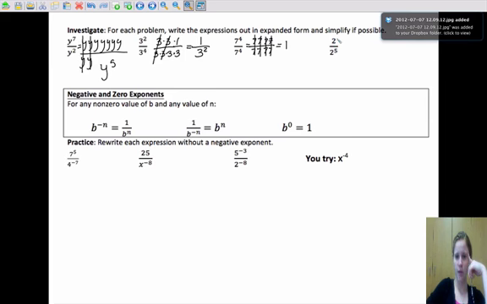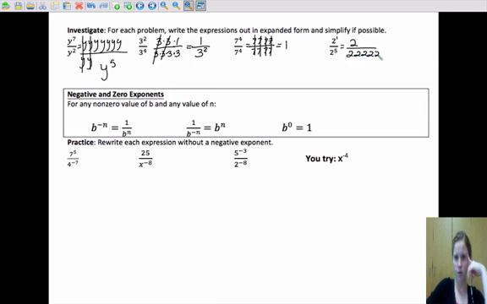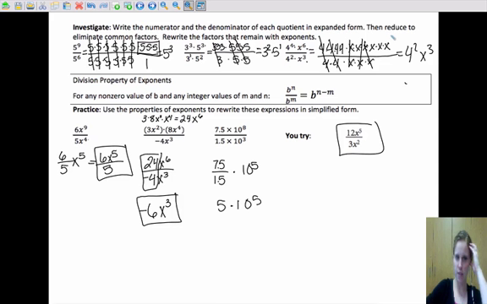And then finally we have 2 to the 1st power, just one of them, over 2 to the 5th. So 1, 2, 3, 4, 5. Again, we cancel here, and then we have 4 left over, so that's just going to be 1 over 2 to the 4th.